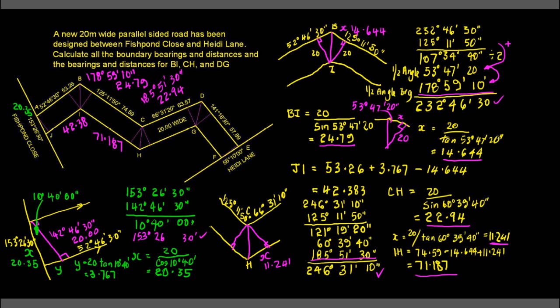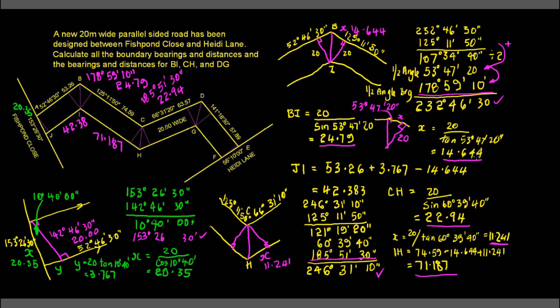And then we want to calculate this little piece in here, this little bit which I have called x, and x is equal to 20 over tan 53, 47, 20, the half angle, and that's equal to 14.644.